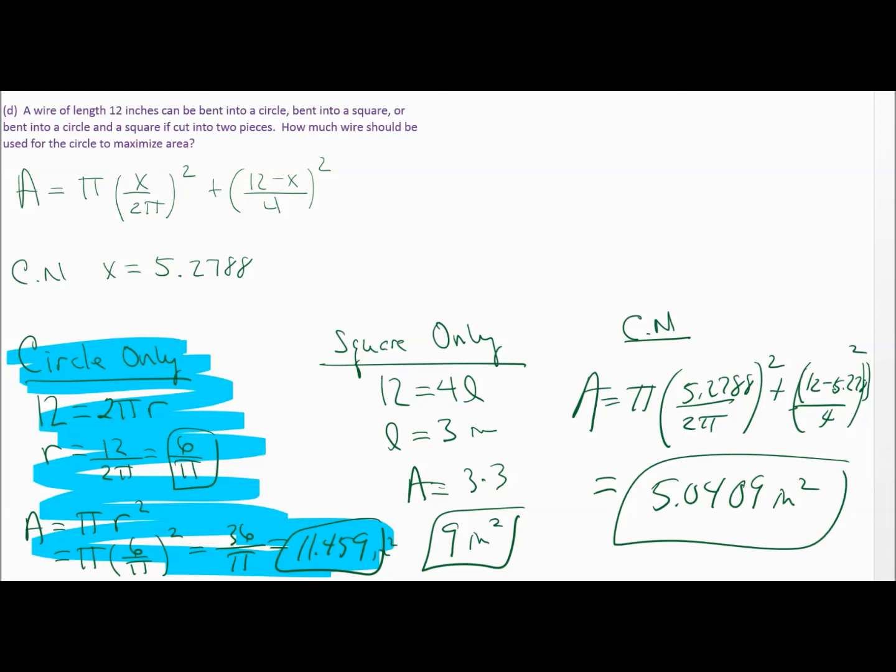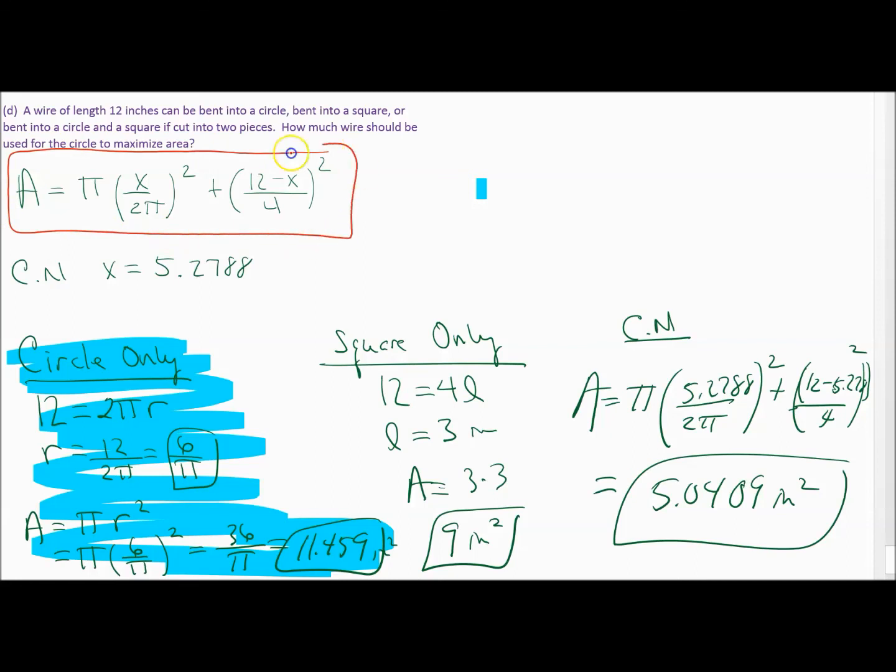Actually, I'd like to make an additional comment on this problem. If you'll notice, when I did the circle only, I thought about it like if we were only doing a circle, it would take 12 inches of wire. But you can just use this formula. I don't want you to think, what happened to that formula? You can use that formula.